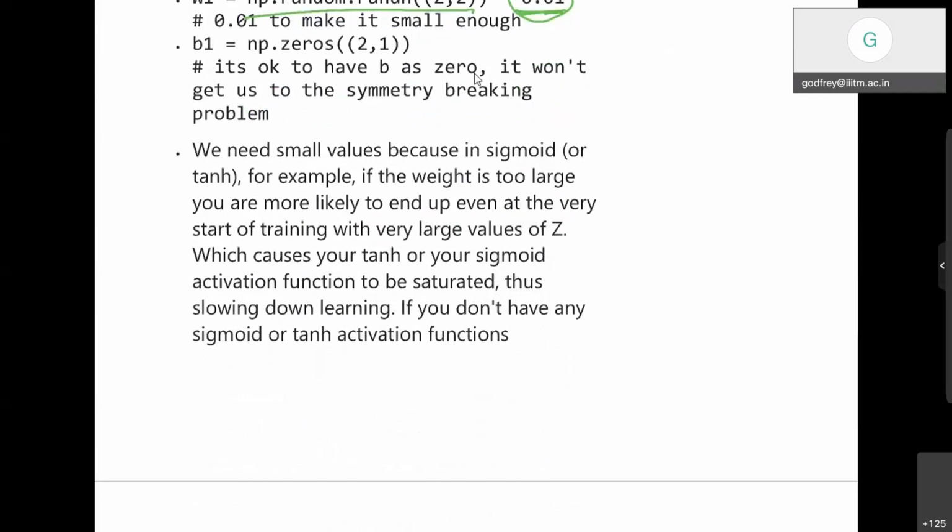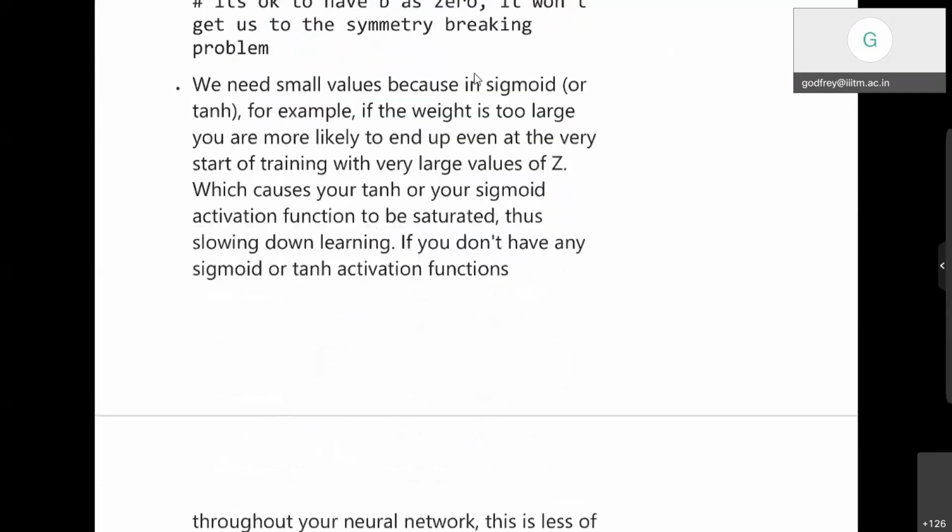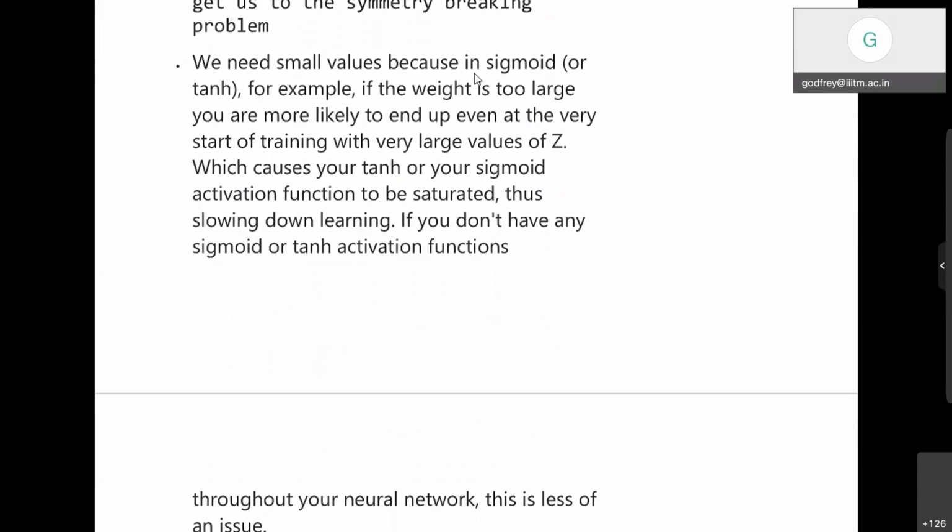Now, even though with respect to B it's not at all an issue, you can have zeros as the initialization. Now, another thing is that you cannot have too large a value for the W's, right?